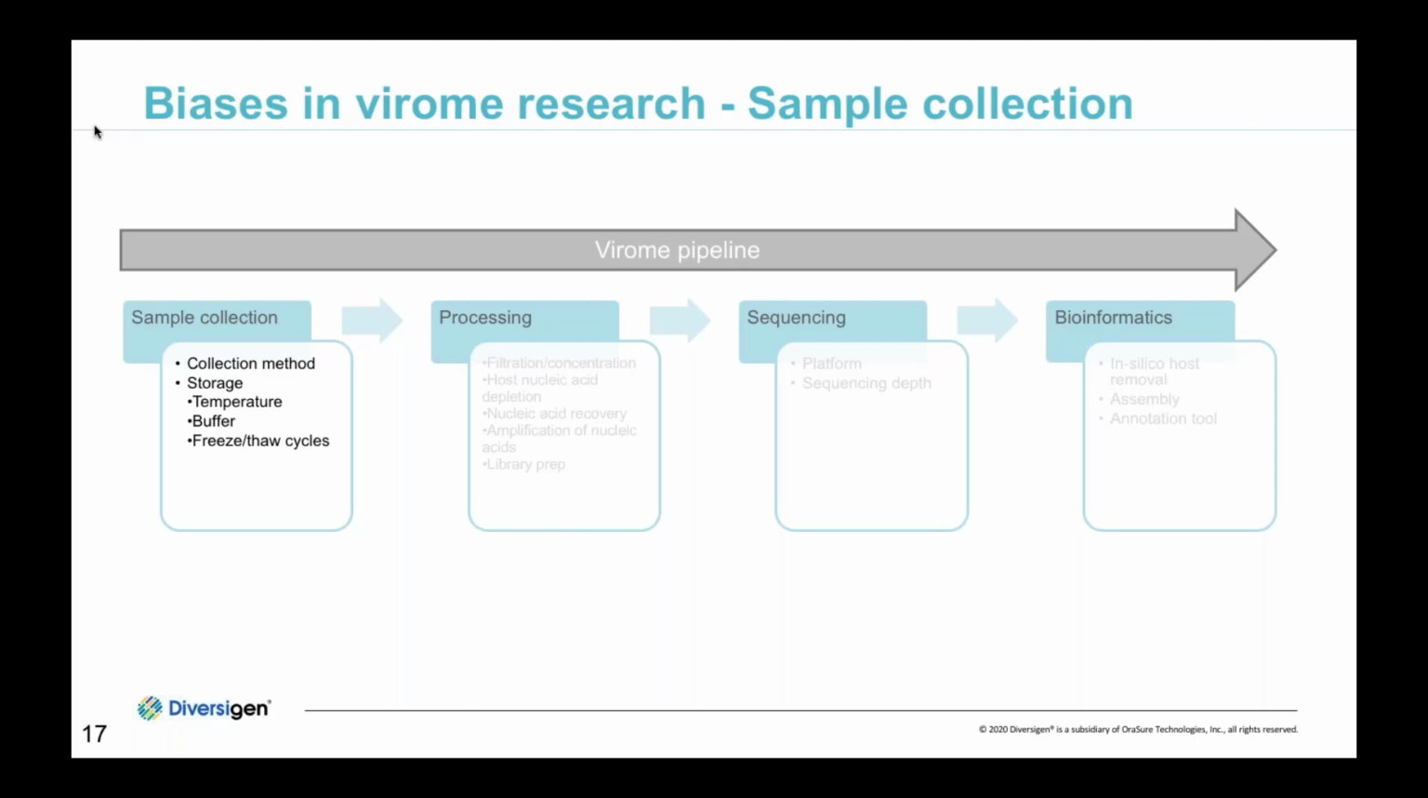Also, sometimes freeze-thaw cycles can affect the abundance of certain viruses. So it's not really recommended to use a sample after multiple freeze-thaw cycles. Other suggestions may include making multiple aliquots after the sample has been well homogenized.